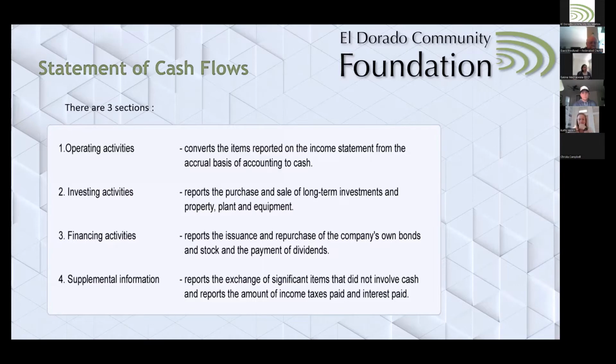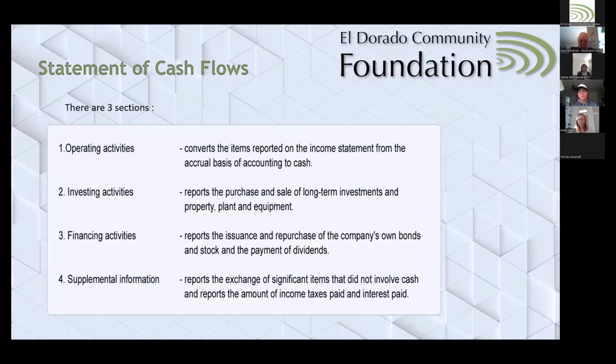And then the fourth portion is the supplemental information. That's the exchange of significant items that do not involve cash, and it reports the income taxes paid or the interest paid for that item. So I'm going to move on to the next part.